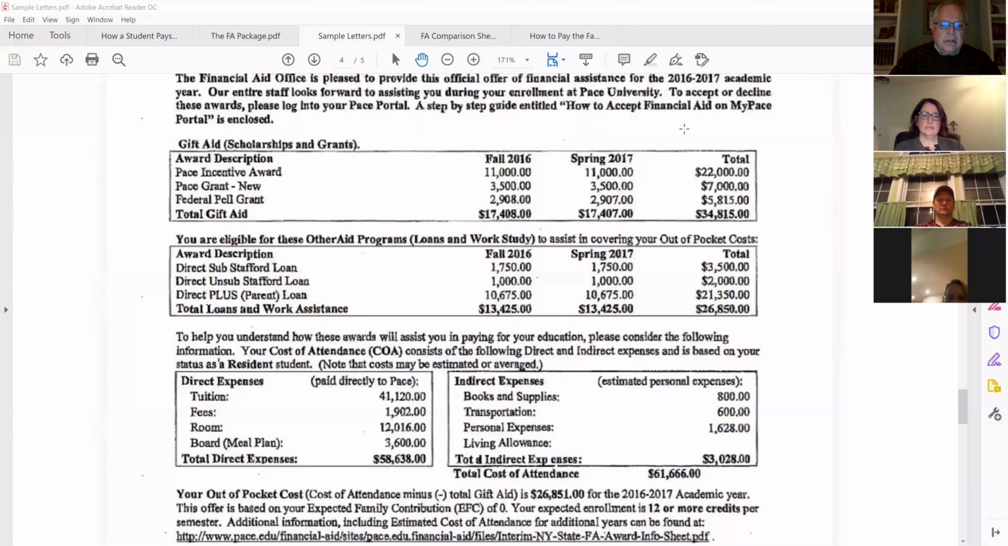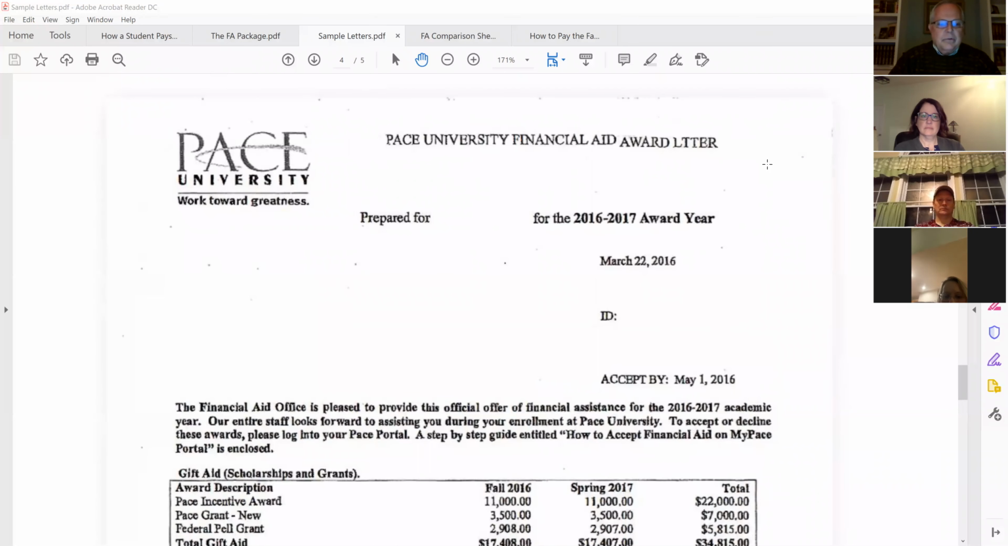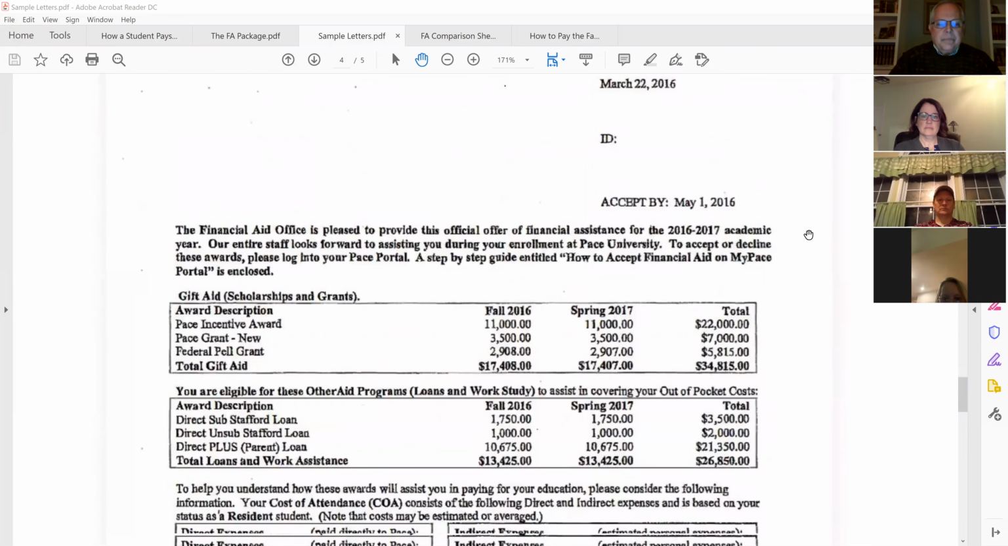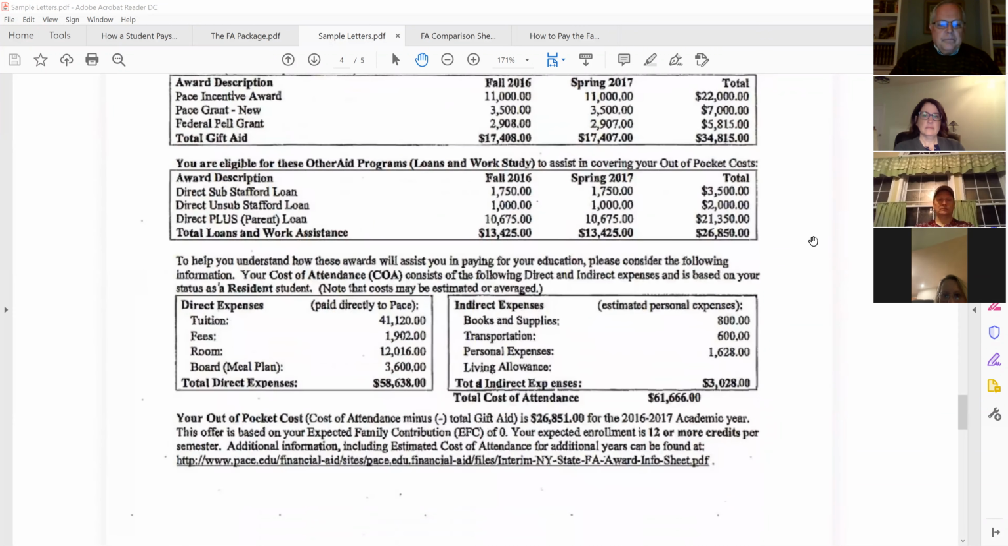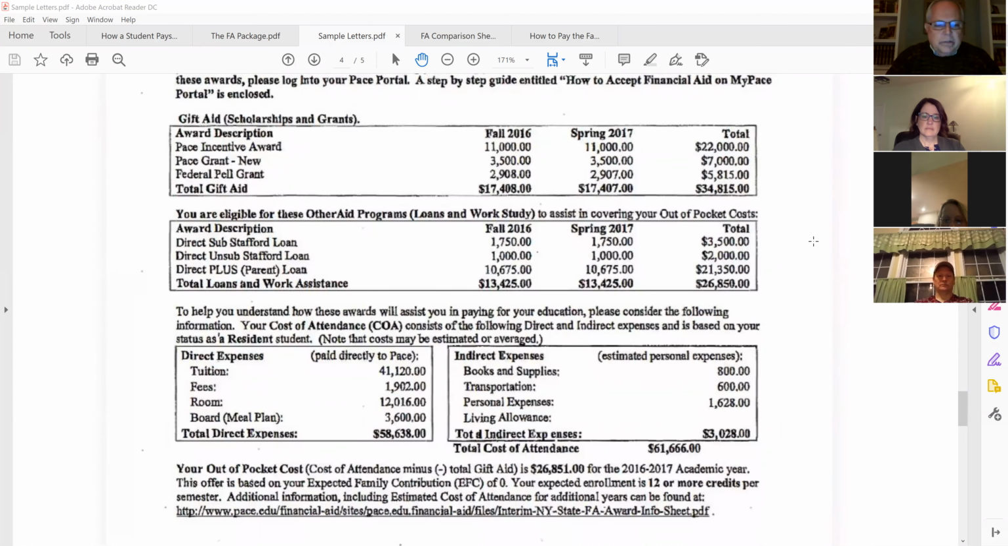Okay, so this is a letter from Pace University. So here's the guts of it. This one is organized fairly nicely. You have your gift aid up front, and that's the free stuff. It tells you what type of award it is, and then the amount, and it has it broken down by semester. That's usually how things operate financially at colleges, by semester.